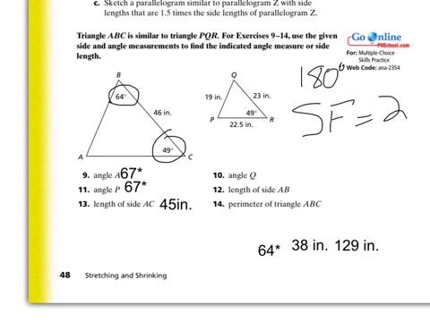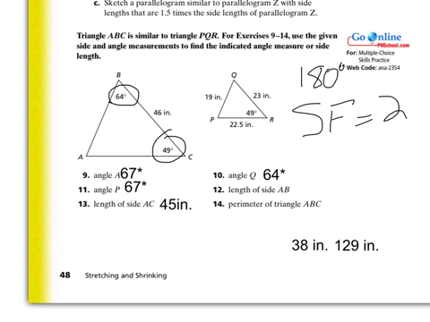Okay. All right, now for 10, angle Q. Angle Q is corresponding with angle B. So we just simply say that angle Q is 64 degrees right there because angle B is 64 degrees.